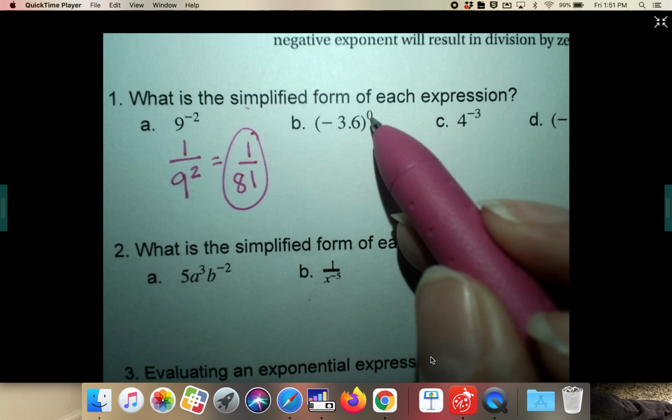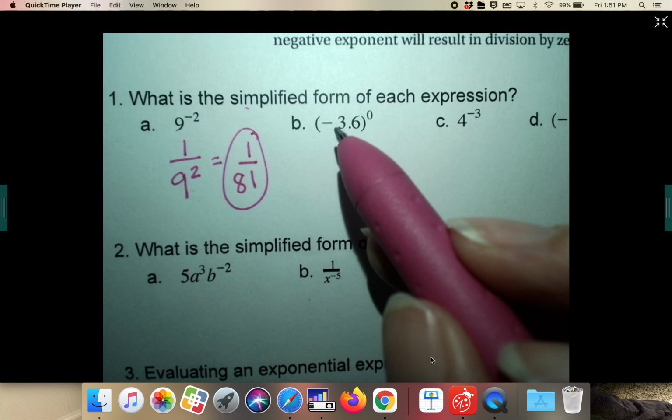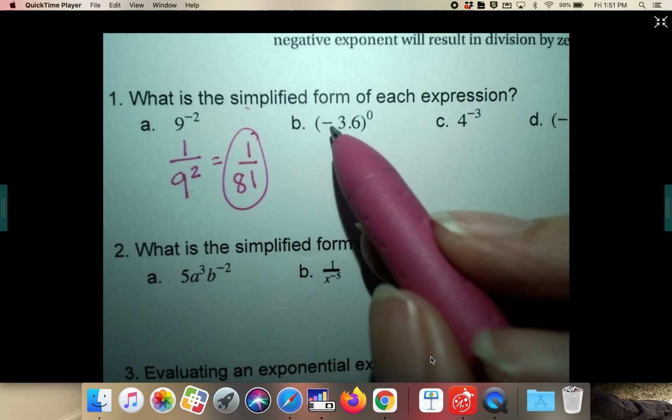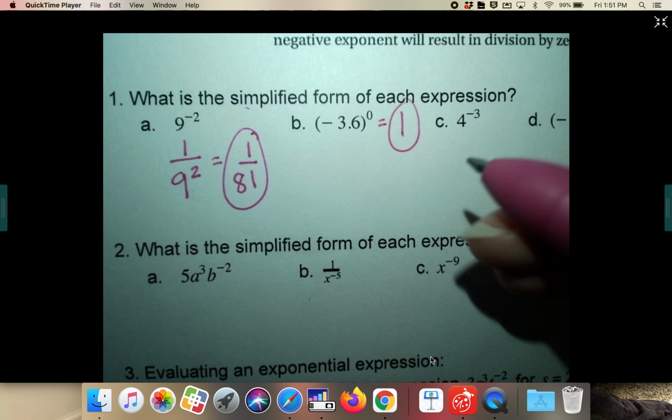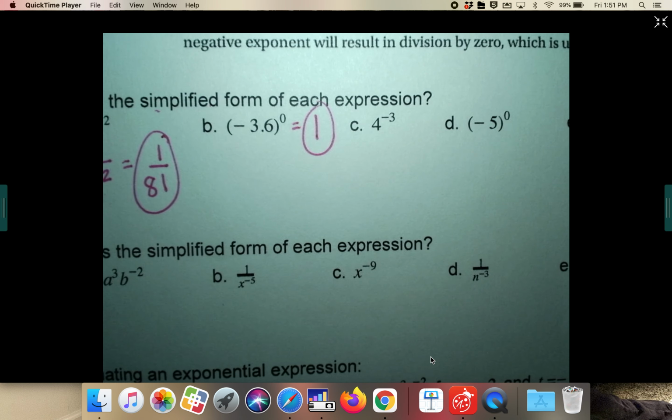Remember, anything to the 0 power, I don't care if it's a positive number, a negative number, a variable, anything to the 0 power is just 1. So those are going to be super easy.